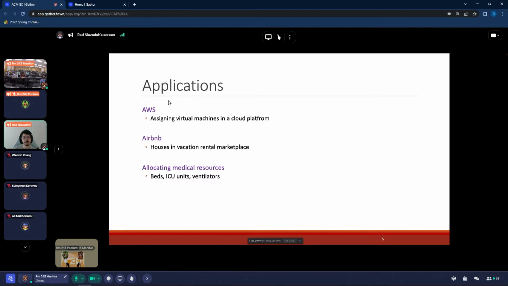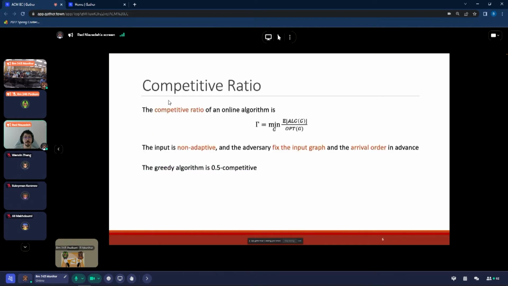For example, suppose that in a hospital, we want to allocate medical resources to patients. And we have some options like beds, ICU units, and ventilators to assign to each patient. Based on experiments, we know that when we allocate a resource, that resource will become available again after a predictable amount of time. So in that sense, the resources in a hospital are reusable, and we can model that using our problem.